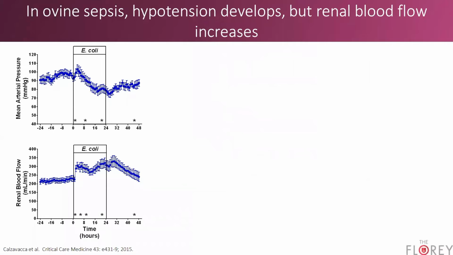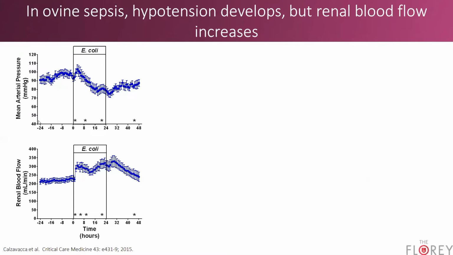So I'm now going to move on to the studies that we've been doing in an ovine model of sepsis. In this model, we induce sepsis by infusing live E. coli. This produces a model of sepsis that has a very similar phenotype to human sepsis. So it develops hypotension, an increase in cardiac output, tachycardia, and reduction in renal function. And the development of acute kidney injury is shown by the increase in plasma creatinine and reduction in GFR.